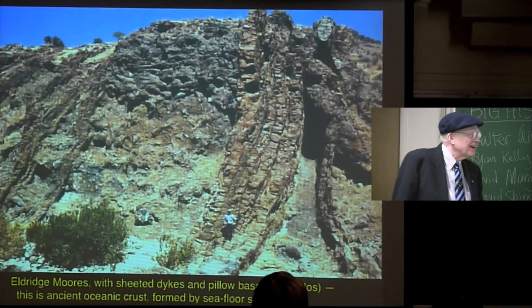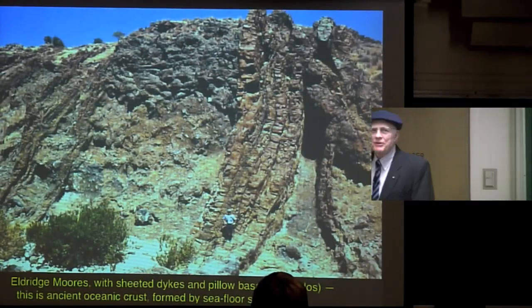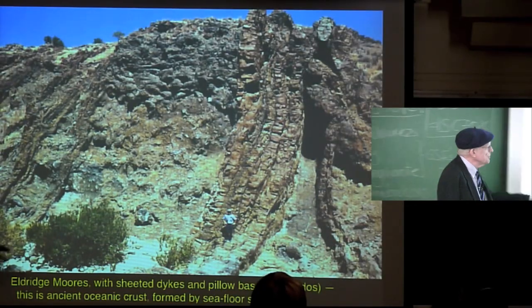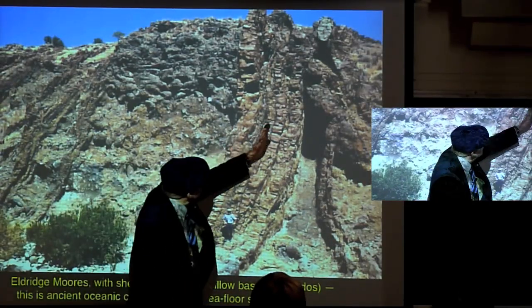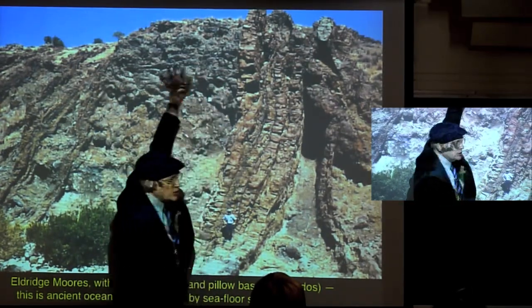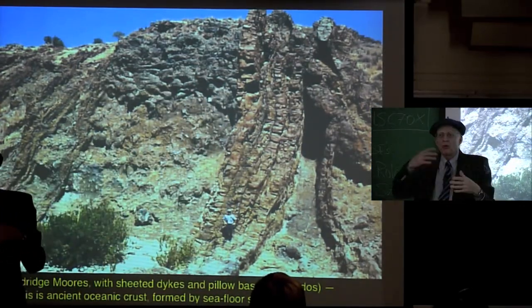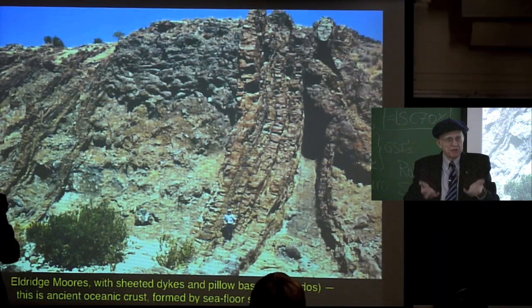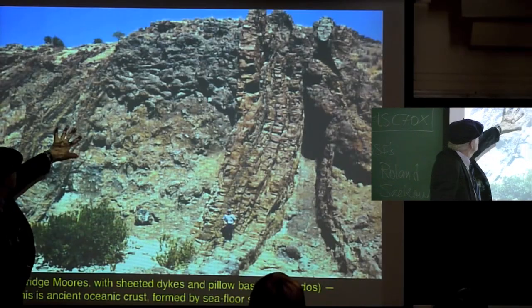Okay? All right, so Millie and I got to go there with Eldridge, and we got to see things like this. This is an amazing outcrop. This is Eldridge on it. And this is a set of dikes here. And then in between are pillow lavas, which are what forms when basalt pours out on the seafloor. Under all of that water, it forms these sort of lumpy things. And here's some more dikes over here.